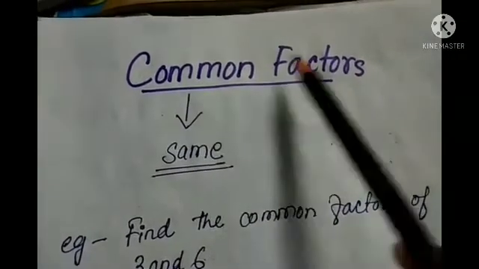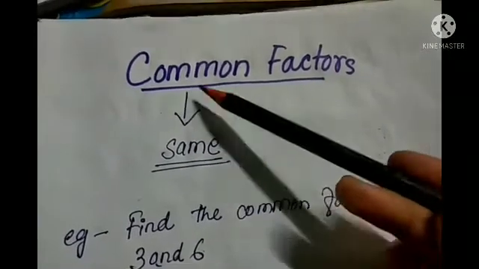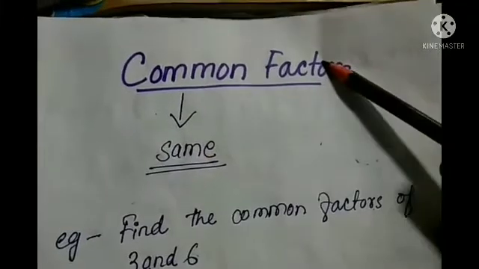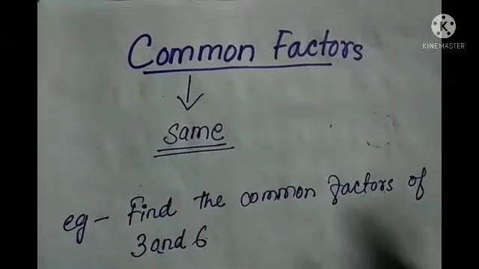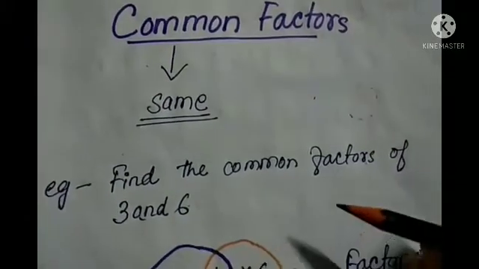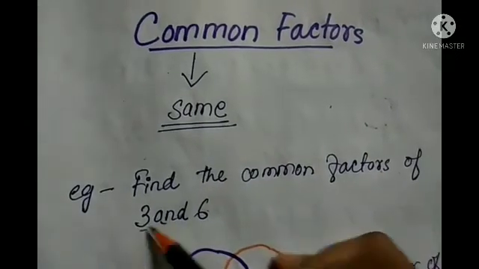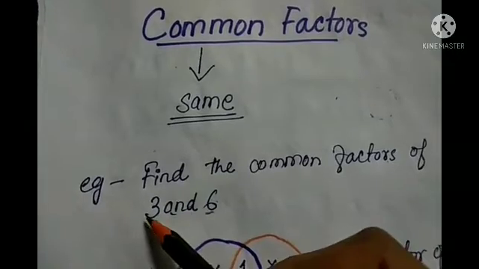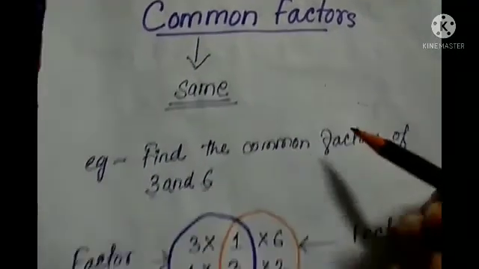Now what are common factors? They are very easy. Common means what, students? Same. And factors you already know. So same factors. That means when 2 numbers are given to you, you have to find out what are the same factors they are having. Okay, so let's take one example. Find the common factors of 3 and 6. Here you see 2 numbers are given, right? So we have to find the factors of 3 and 6, and then we have to see which ones are common in them.